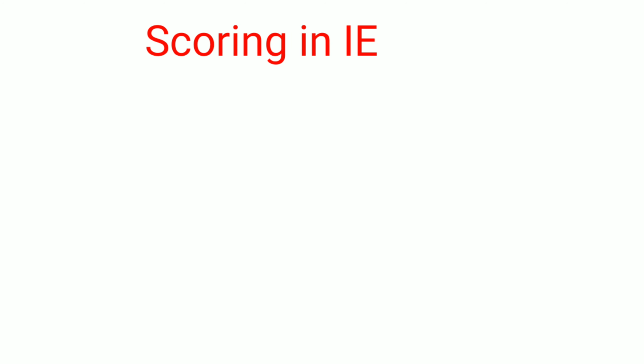Next, scoring in IELTS. In IELTS, there are no marks or points. We only have bands here. Band is the name of the scoring system by Cambridge, where you can score from 1 to 9, where 9 is the highest and 1 is the lowest. There is no band 0, but it is given when you did not appear for the test. For one candidate, 2 to 3 people check your paper and then give the score.